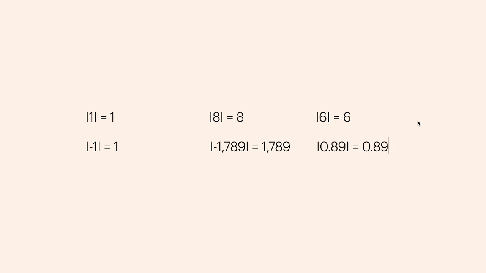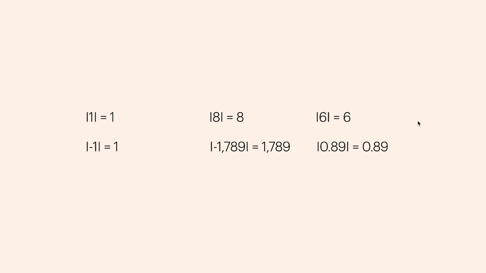So I'm going to show you some examples so you can understand what absolute value is. Basically, absolute value makes all the numbers positive. So if there's a positive number such as 1 in between the absolute value bars, it would be 1. But if there's negative 1 in between the absolute value bars, it would still be 1. So it basically keeps the number positive. If it's still positive, it stays the same. So the absolute value of 8 is 8. The absolute value of 6 is 6.